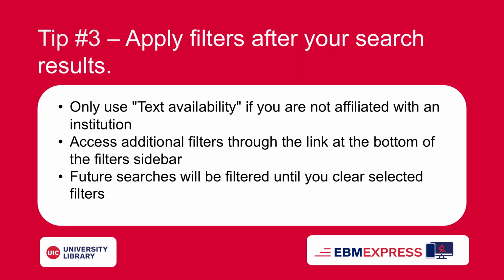The final tip is to apply filters such as publication date and article type after retrieving your search results. If you are affiliated with an institution, you do not need to use the full text or free full text filter, as your institution can obtain articles that it does not own via interlibrary loan. If you do not see a specific filter you want on the filter sidebar, select Additional Filters at the bottom of the filter list. There you can choose language, age, sex, and more.